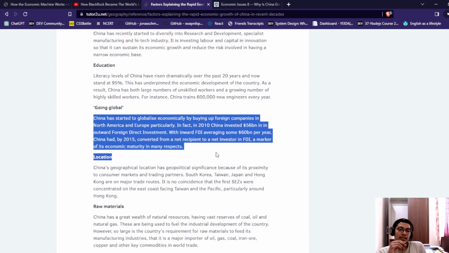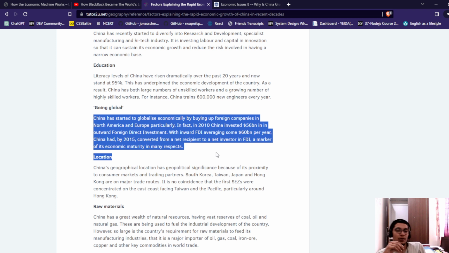Going global. China has started to globalize its economy by buying foreign companies, in North America and Europe particularly. In fact, in 2010, China invested 56 billion in outward foreign direct investment, with inward FDI averaging some 16 billion per year. By 2015, China had converted from a net recipient to a net investor in FDI, a marker of economic maturity in many respects.